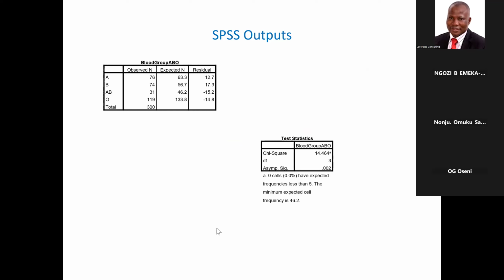If it's for this type of goodness of fit, the degrees of freedom is number of categories minus 1. If it is for anything that has to do with a contingency table, where you cross tabulate, it's going to be number of rows minus 1 multiplied by number of columns minus 1. That's all you need to know.